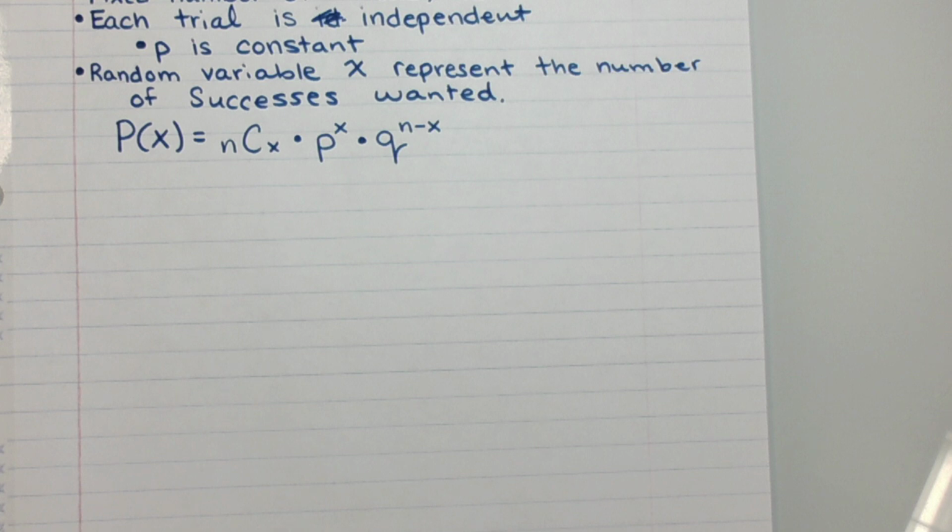Back in chapter 10, I gave you this formula. It's the binomial theorem formula. Binomial theorem and binomial distribution are directly related to one another. Binomial distribution is the probability application of binomial theorem.